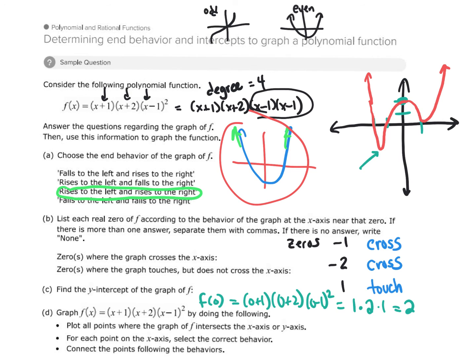Now, I don't really know how low this goes. I don't really know what this maximum is, but we're just trying to sketch it and get kind of an idea of what this graph is going to look like.